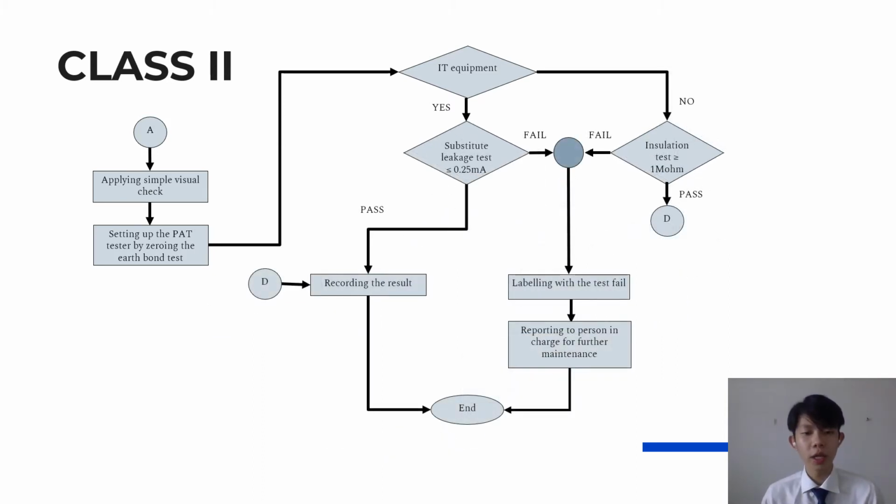For Class 2, the procedures are the same as Class 1, except for the absence of the earth bond test in Class 2 equipment testing. This is because Class 2 has only 2 pins, but Class 1 has 3 pins.